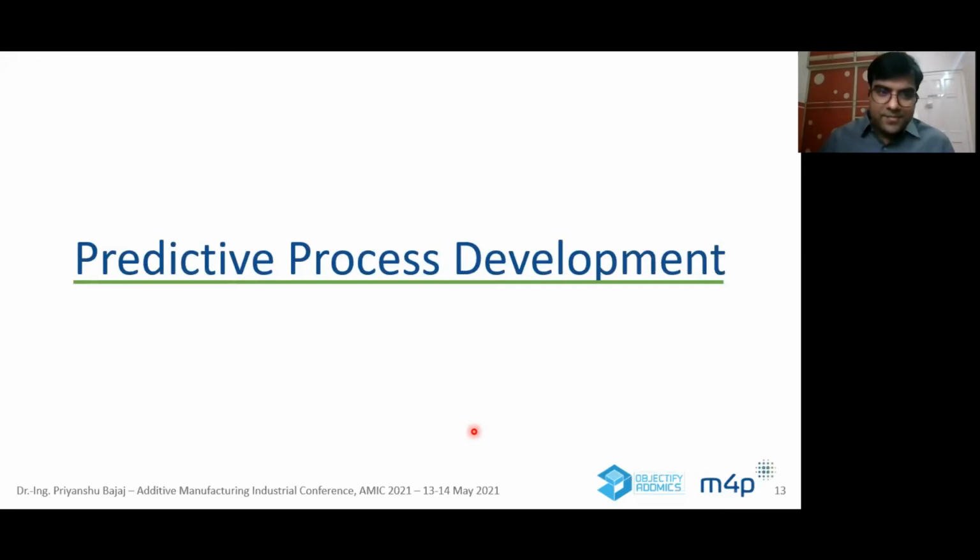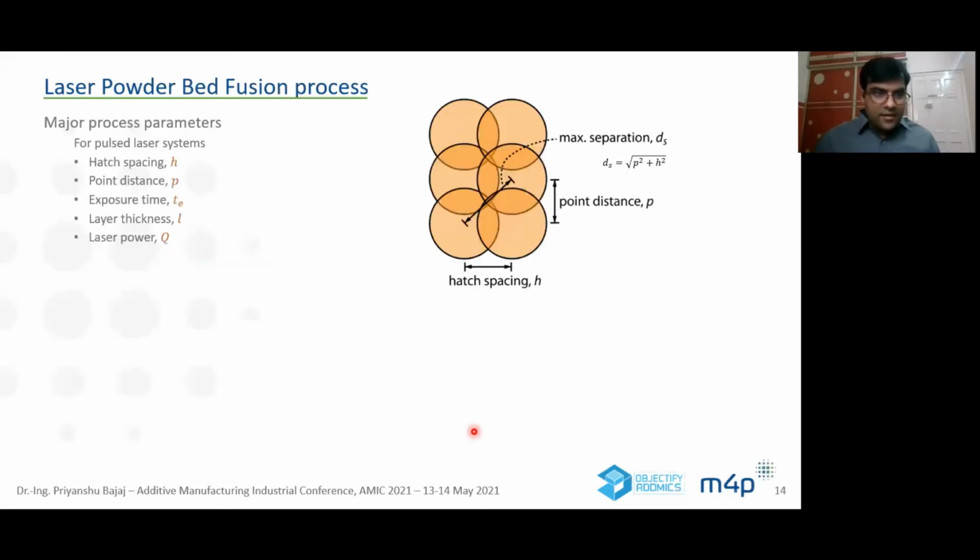So let's begin, just to make sure that we all are speaking the same language. These are the things we mean when I say process parameters. There's hatch spacing, which is the distance between two scans. There's point distance, the distance the laser moves when it shines, turns off, moves, and shines again. This is for the pulsed laser system, which is the Renishaw system. I'll come to the continuous laser system, which is most other systems.